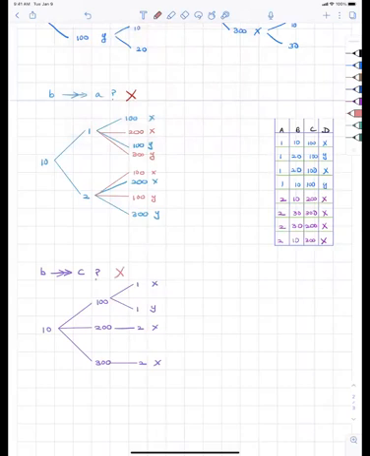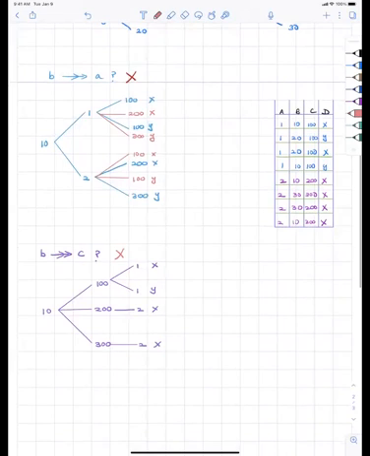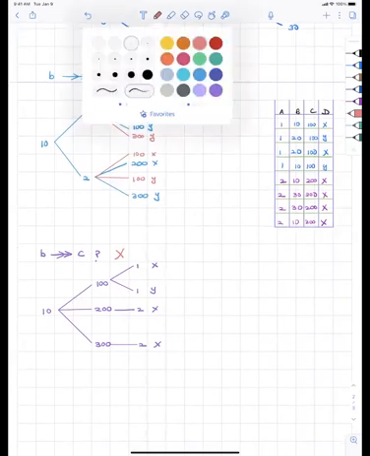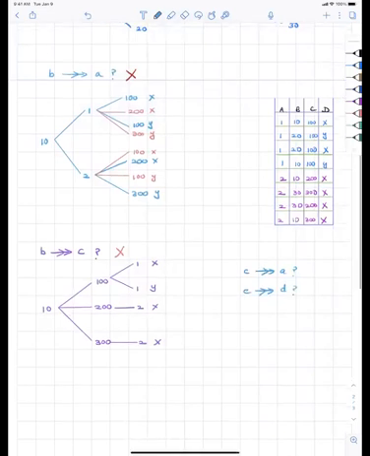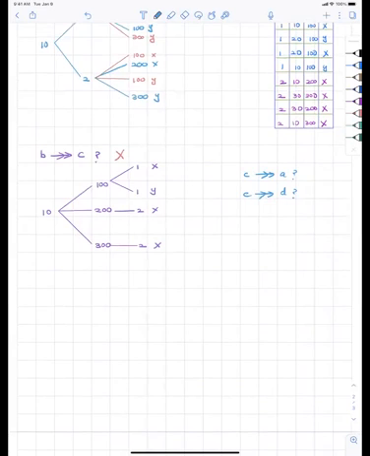So anyway, as an exercise, you should try some others. Does C multi-value determine A? You can try each one of those. What about C? Does it multi-value determine A? Does C multi-value determine D? You can just check that out and see if it works. Okay, so if you don't have any questions, let's look at another example.